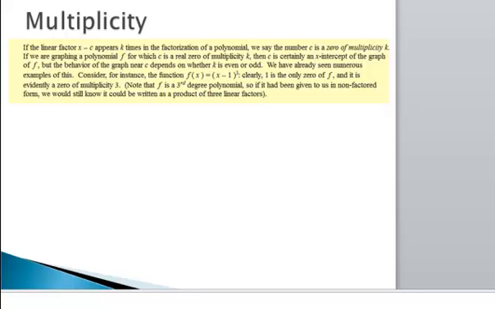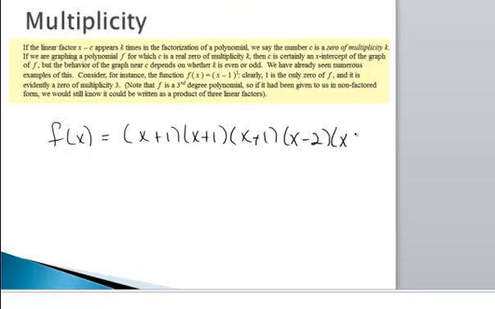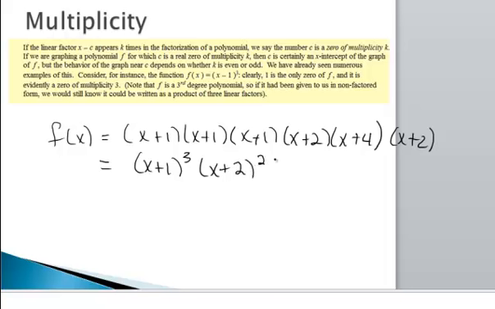Multiplicity. Let me just tell you what that means instead of reading everything. If you have your function completely factored and you get something like x plus 1, x plus 1, x plus 1, x minus 2, x plus 4. Let's make this one more, x plus 2. This is what it means. X plus 1 happens how many times? 3 times. X plus 2 happens 2 times. And x plus 4 happens 1 time.